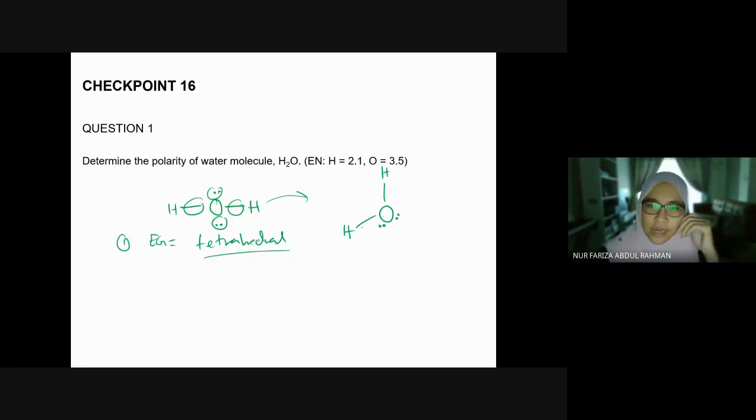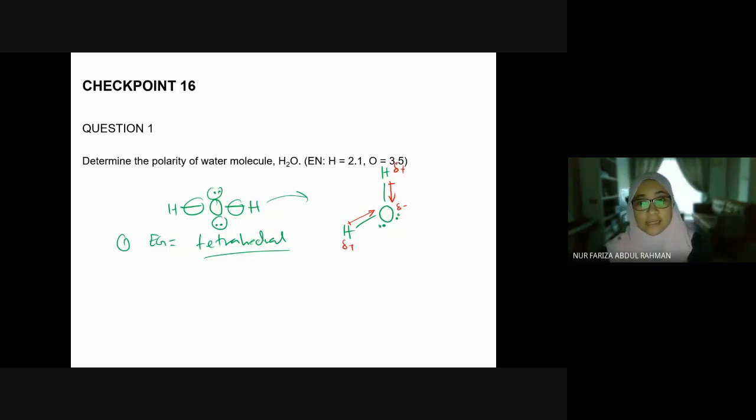Now we want to determine whether the water molecule is polar or non-polar. First, you have to have the dipole moment for each bond. We know that hydrogen is more electropositive, oxygen is more electronegative. So it should be pointing toward hydrogen, right? For this bond. The same goes for this one. Label first: this is positive, this is negative. Right?